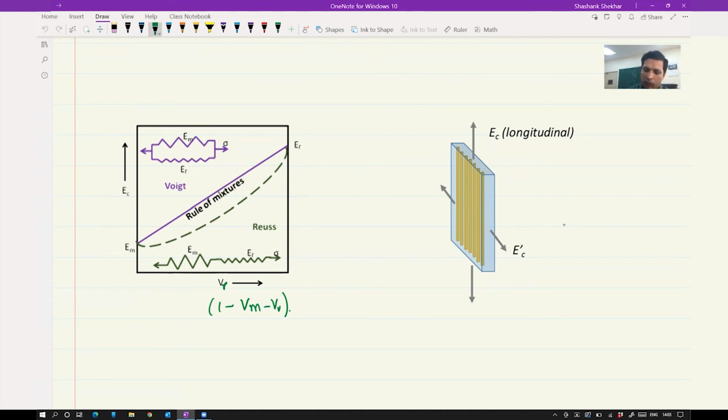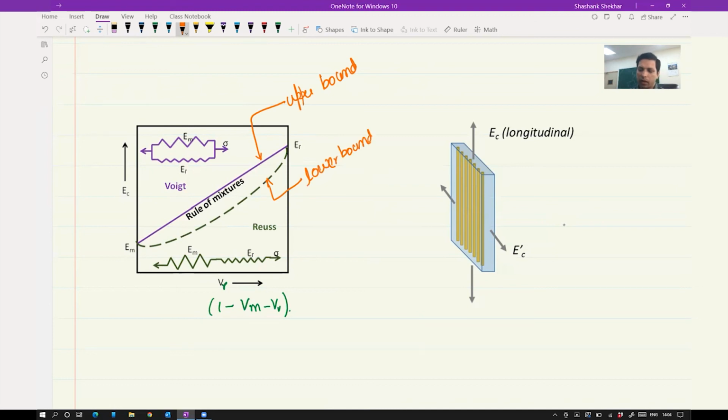And if you have the parallel configuration, which is called the Voigt model, then you get a rule of mixture, a straight line like this. And if the load is being applied in the perpendicular direction, so here is the schematic. This is the reinforcement. If you apply along these lines, then it is the Voigt model. And when you apply perpendicular to the reinforcement, this is called the Reuss model, and it is over here. So this gives you the upper bound. And this gives you the lower bound.